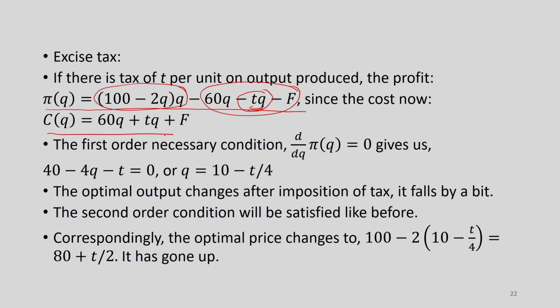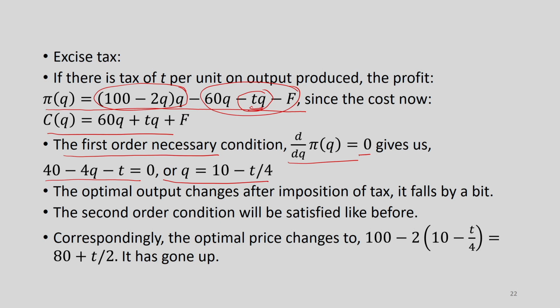Okay. So, this is the new cost function. Now, again I apply the first order condition, that is the derivative of the profit function with respect to quantity, set that equal to 0, and that gives me 40 minus 4q minus t equal to 0, and you get the solution of q as 10 minus t divided by 4.